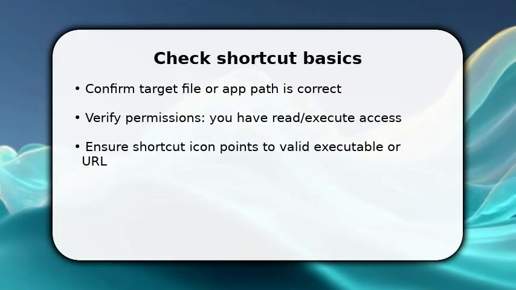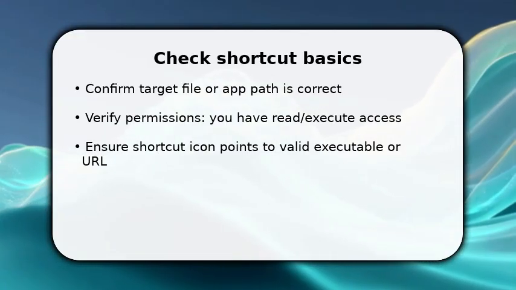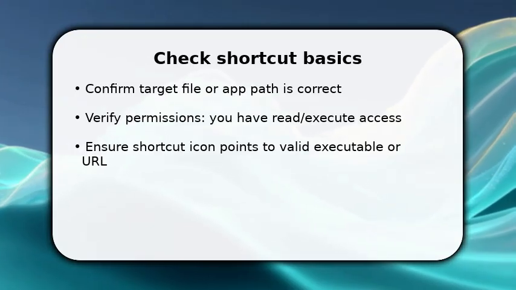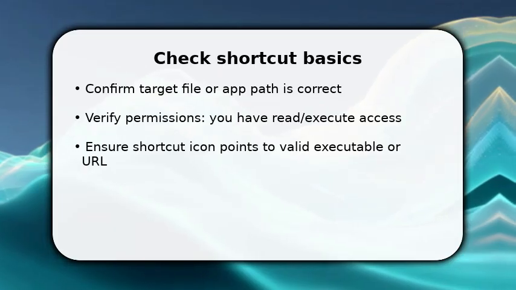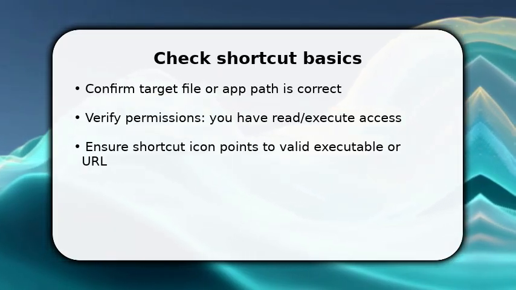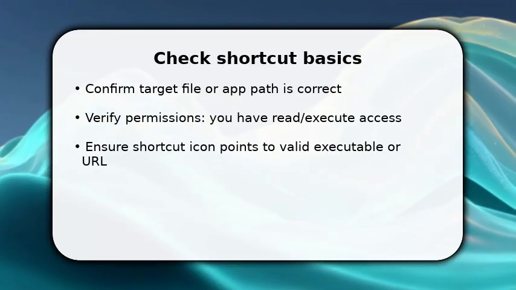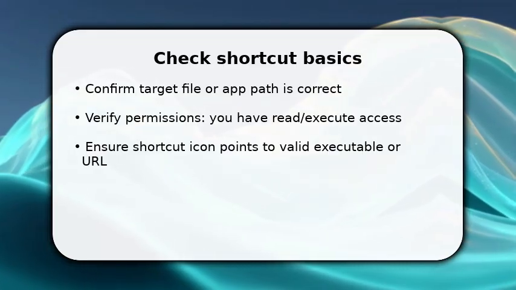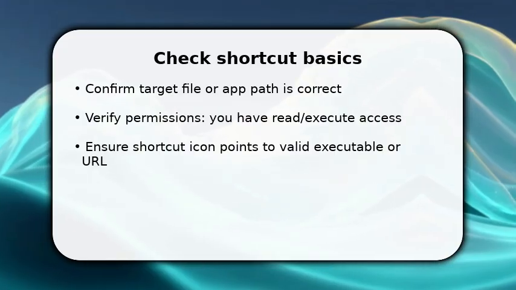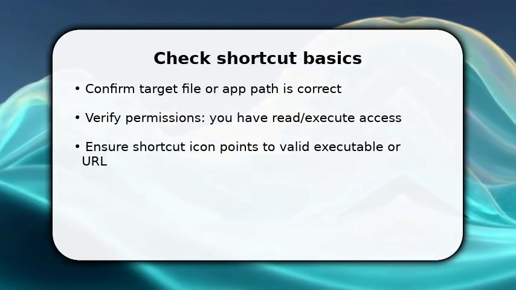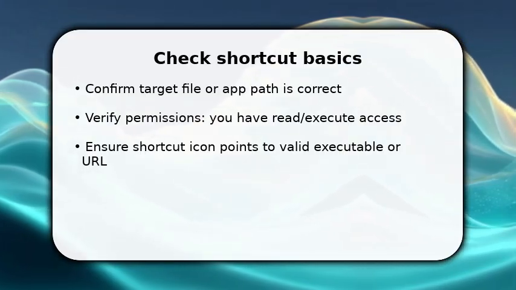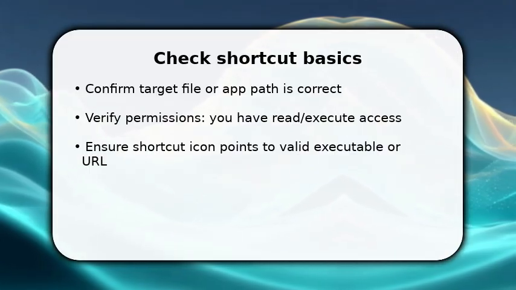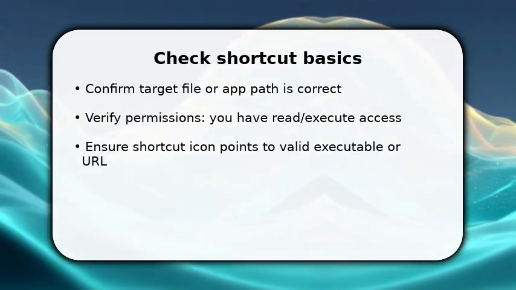You start by verifying the shortcut target and permissions so you don't waste time debugging the wrong layer. Open Properties and inspect the target field. If it's missing or broken, relink to the correct file or executable. Make sure you run as the right user and that the file exists on disk or network share. If the shortcut is a URL, ensure the scheme and host are correct. Once done, test by double-clicking to observe the immediate behavior and error messages.